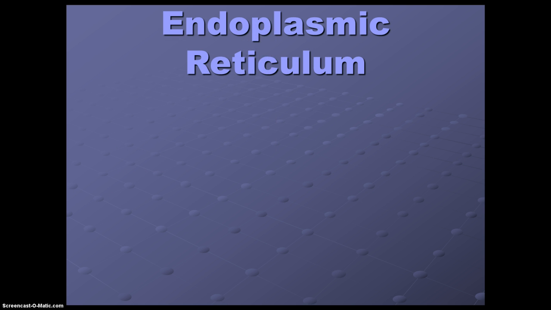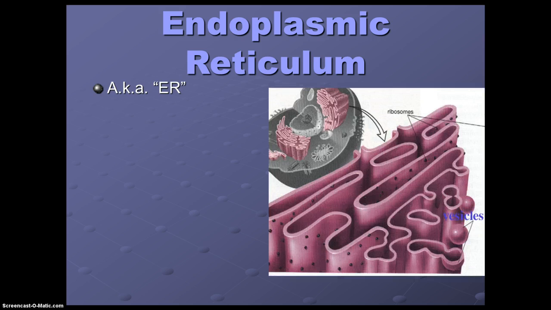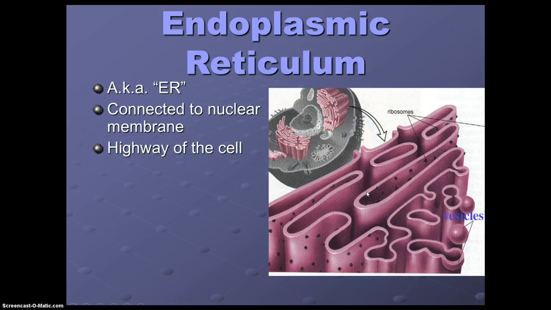Alright, so the next organelle is the endoplasmic reticulum. We abbreviate this with the ER. So when I say ER, endoplasmic reticulum, it's the same thing. And it looks like a little maze, doesn't it? So it's connected to the nucleus and the nuclear membrane. And so when the DNA has a set of instructions to build a protein, it sends them to the ER. Those instructions then go to a ribosome, and the ribosome reads the instructions and makes the protein.